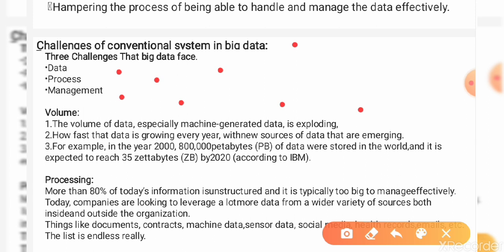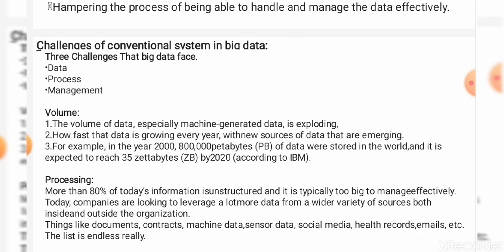Another challenge of systems in big data is how fast the data is growing every year with the new sources of data that are emerging. For example, in the year 2000, 8 lakh petabytes of data had been stored in the world, and it is expected to reach about 35 zettabytes by 2020 according to IBM. Because the data has been increasing year by year, it has to be stored, structured, or processed. This is one challenge of conventional systems in big data.